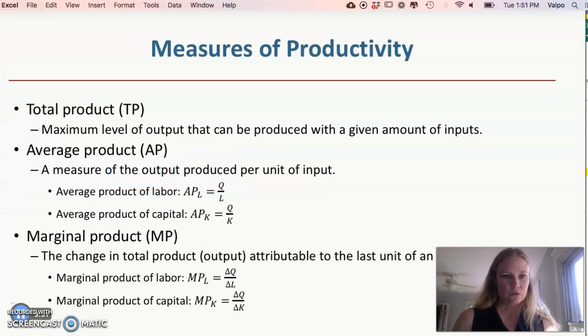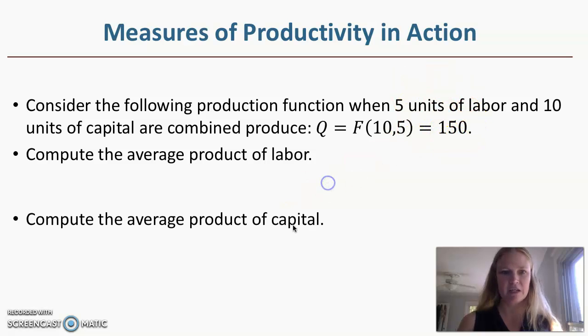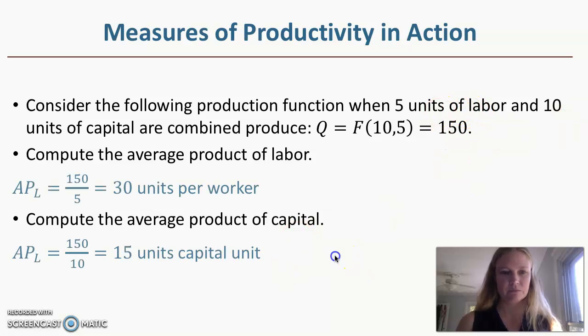So, consider the following production function where 5 units of labor and 10 units of capital are combined to produce 150. So Q is 150. Calculate the average product of labor. You would take 150 divided by 5. Compute the average product of capital, 150 divided by 10. Okay, and that's what we get.